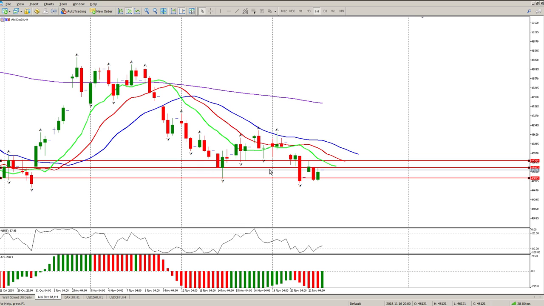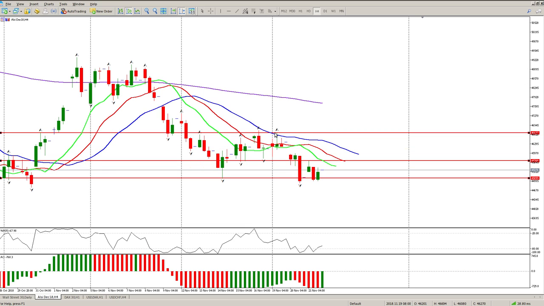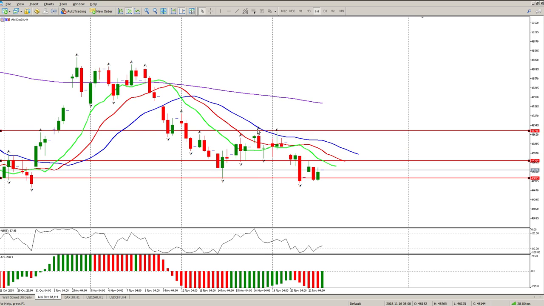We're going to have to pretty much get above 46,750 for me to even think about this thing moving back to the upside. Okay, so for now, there is also this wedge break.